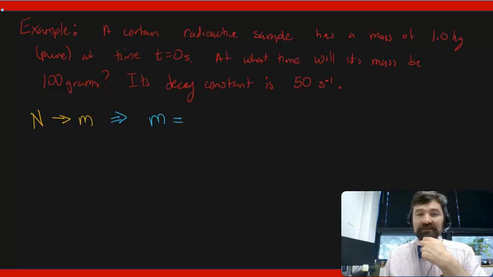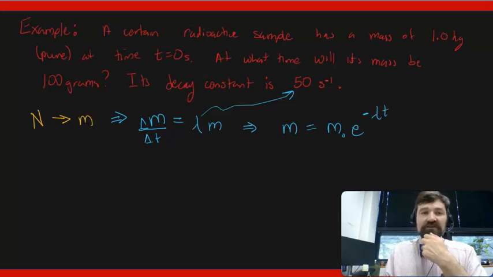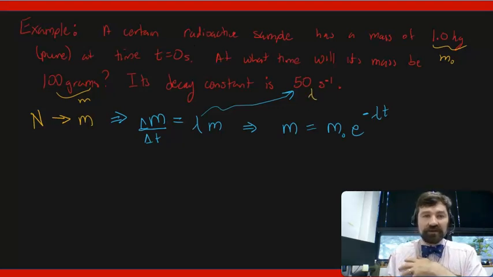So the rate at which my mass is decaying, delta M over delta T, should look like lambda times M, where this right here is my lambda in question, and therefore my mass should look like whatever my initial mass is times e to the negative lambda t. So now we just have to figure out what these represent. This would be my initial mass. This right here would be my mass at that time. And this right here would be my lambda value.